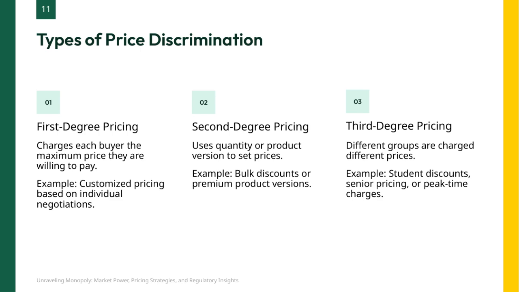Finally, there's third-degree pricing, which segments customers into different groups and charges each group a distinct price. Examples include student discounts, senior pricing, or higher charges during peak times. This method targets specific groups to maximize revenue. Together, these strategies help businesses tailor pricing to different customer segments effectively.